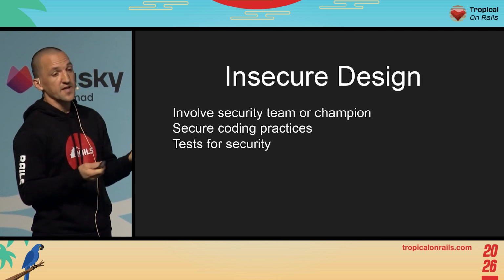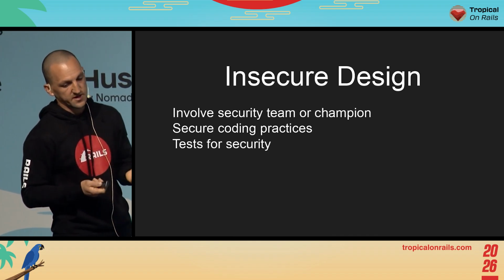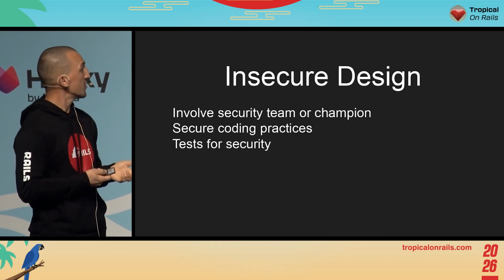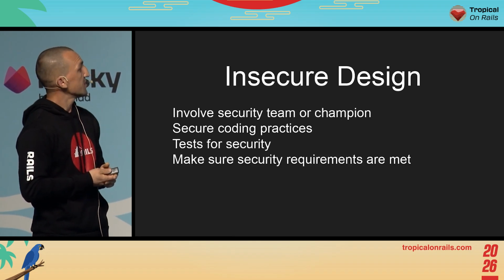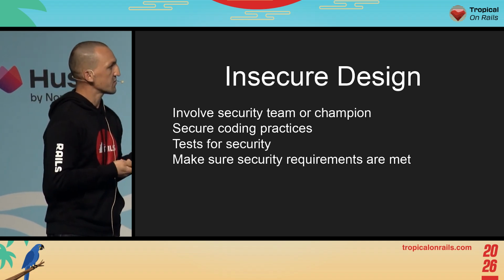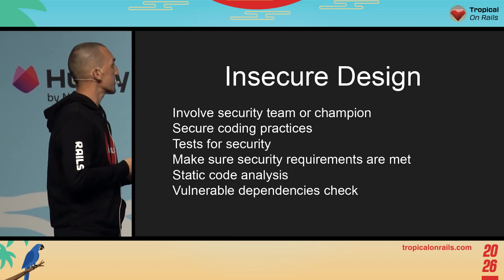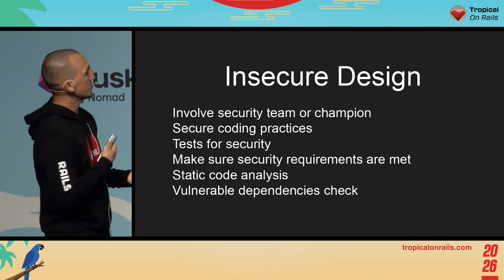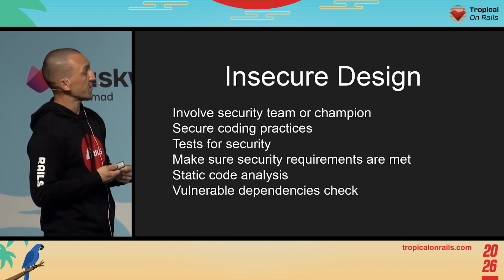And during the testing phase, your QA team should test the security aspects of the feature and make sure that everything is the way it should be. And then during QA, you make sure the security requirements are met. And during the deployment, you should run some static code analysis, and you should run some vulnerable dependencies check. This is, again, pretty simple in Rails.